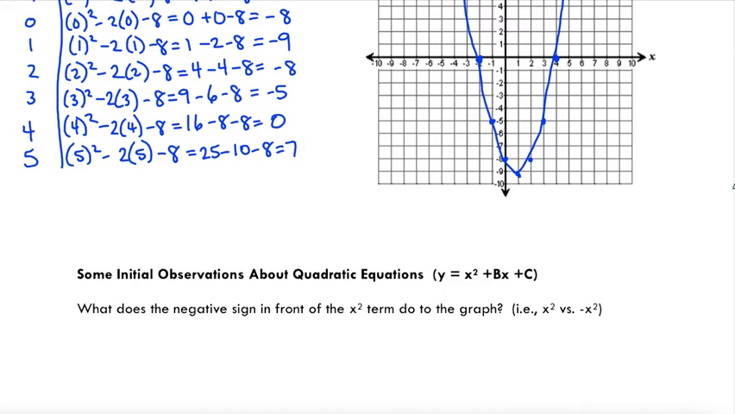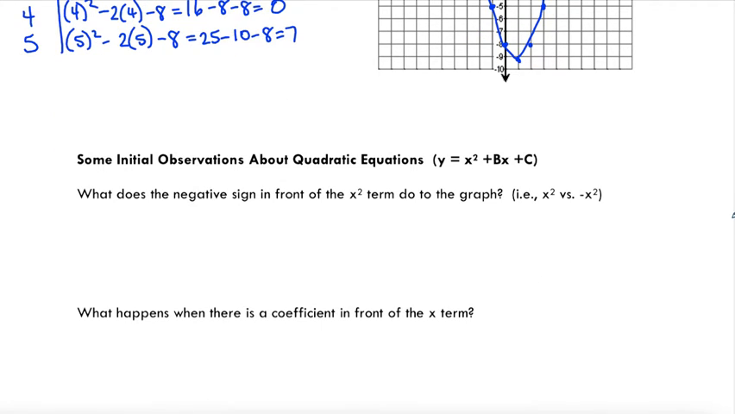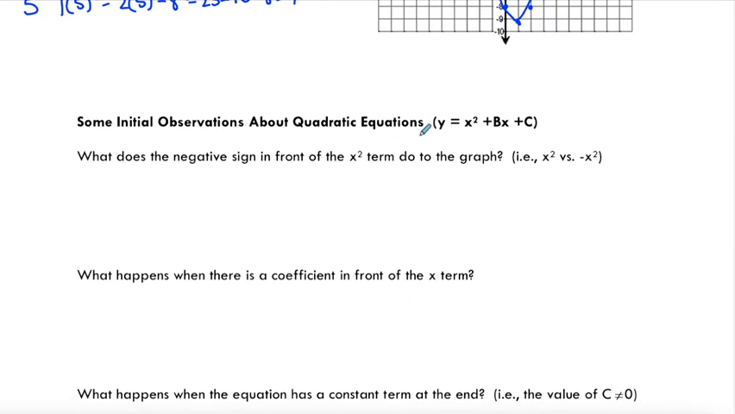Well, some initial observations. We're going to study some parabolas where our a value is 1 in this case. So some initial observations about quadratic equations when it's y equals x squared plus bx plus c. We have no number in front of our x squared except for maybe a negative sign. So what happened when we had that negative sign in front of the x squared term? What did it do to the graph?